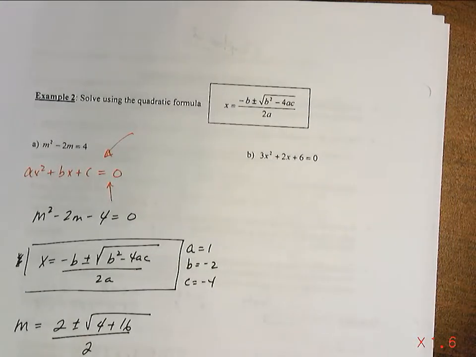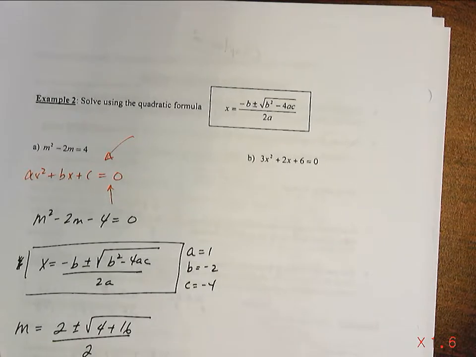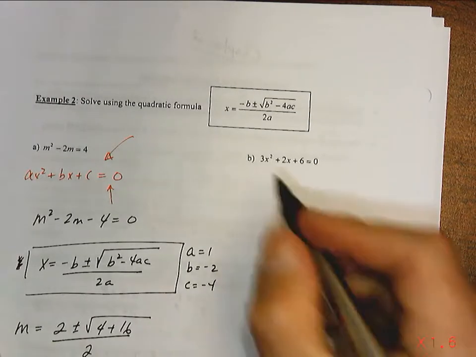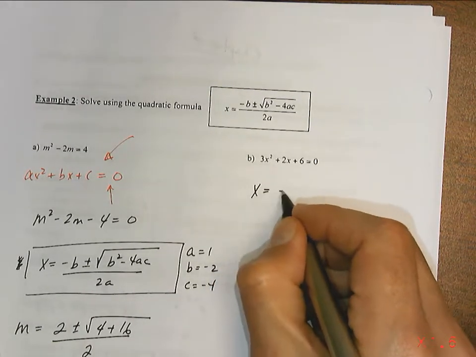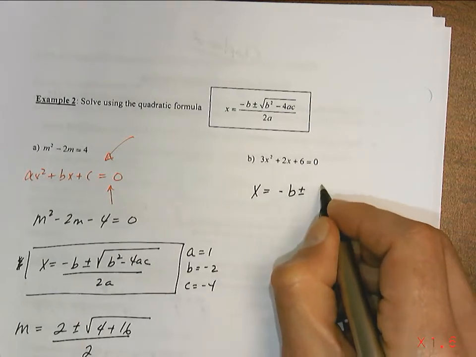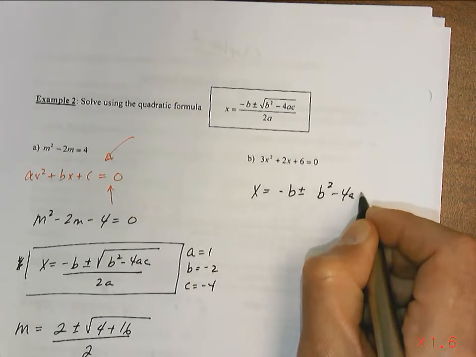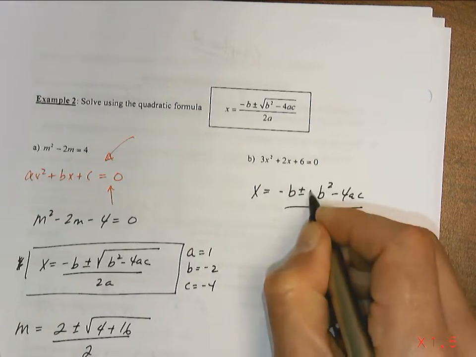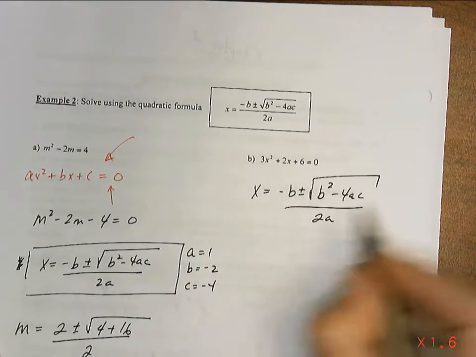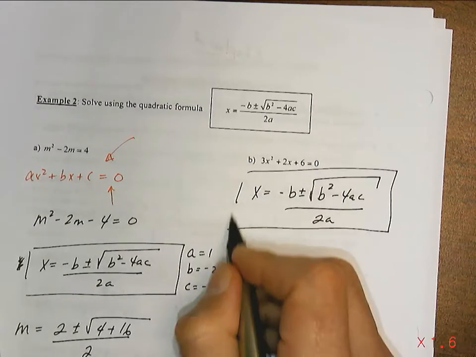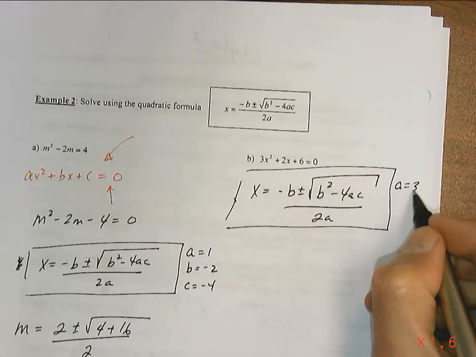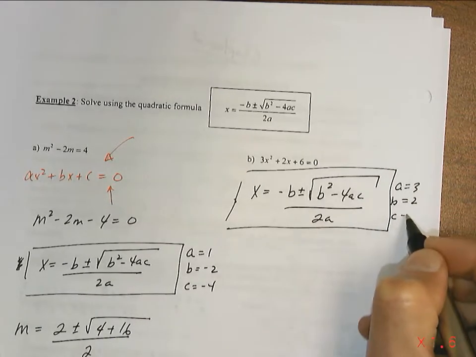Next, this one. We're going to do it by using the quadratic formula. All right, I suggest you rewrite the quadratic formula every time you use it. I believe that you should say it in your head when you do it. Okay, and then I put a little box around it, and a is 3, b is 2, c is 6.